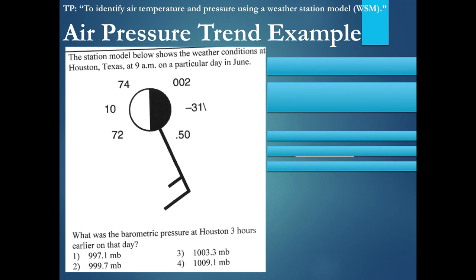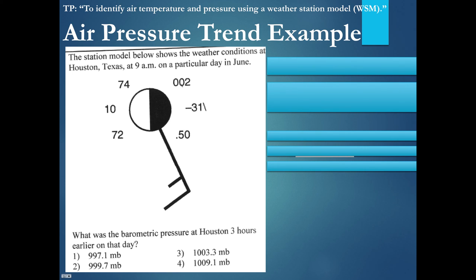All right, so practice. Barometric trend. The station model below shows the weather conditions at Houston, Texas at 9 o'clock in the morning on a particular day in June. We have a whole bunch of stuff, right? We have 74 degrees Fahrenheit. We have 72 degrees Fahrenheit for the dew point. Visibility is 10. Cloud cover is 50%, half of it shaded. Winds are coming from the south, probably from the south-southeast or the southeast at about 15 knots.